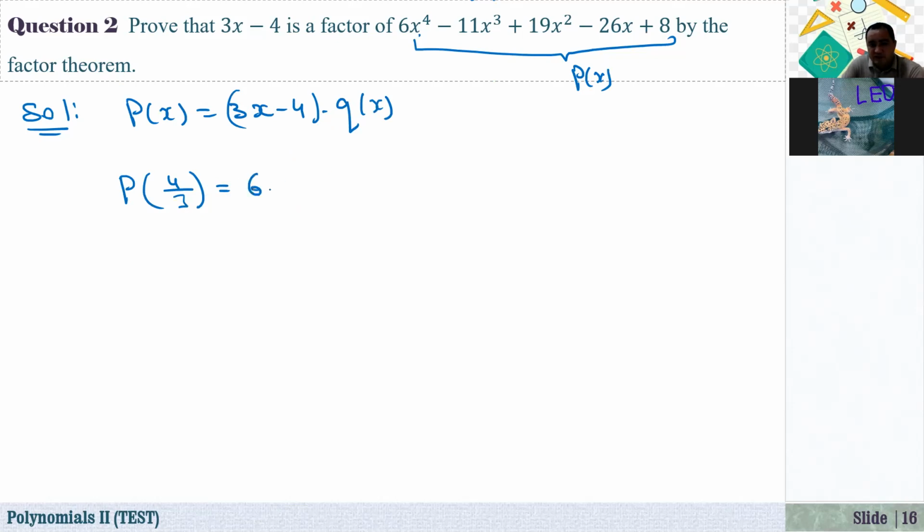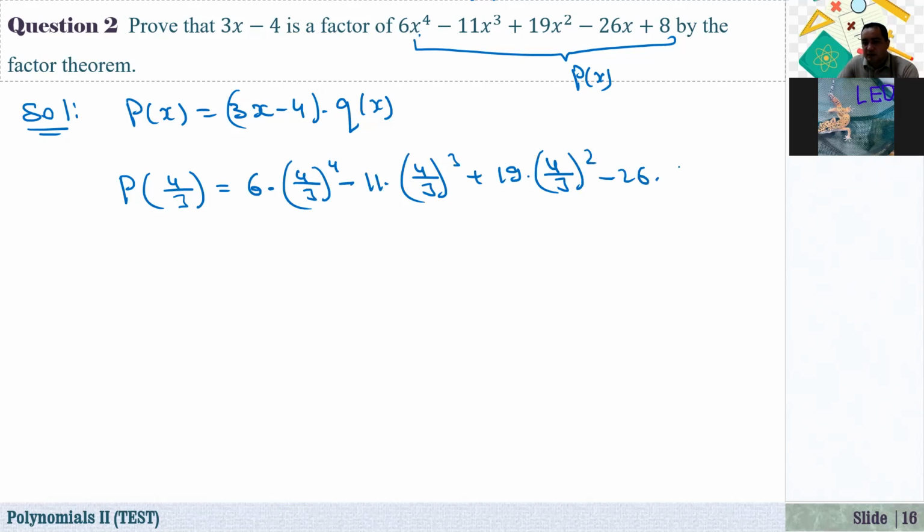So the first one is 6 times 4 over 3, and here we have to the power of 4, minus 11 times 4 over 3, and here we have cubed, plus 19 times 4 over 3, and it is squared, minus 26 times 4 over 3 and plus 8.